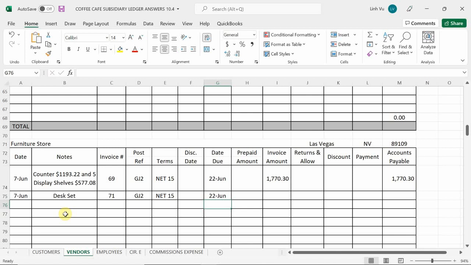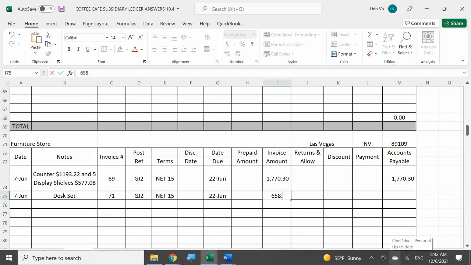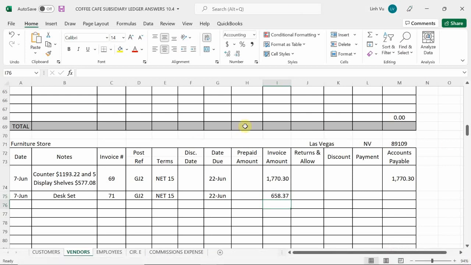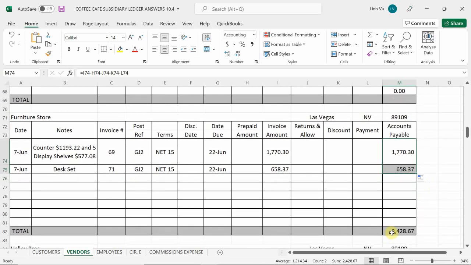Good. June 22nd. And this time, I owe $658.37, and I did not make any prepayments, did not return anything, did not get a discount, nor did I pay. So therefore, if I ran that formula, the exact formula where I started with my invoice amount, subtract my prepaid, subtract my return, subtract my discount, subtract my payments, this tells me that I owe $658 for this invoice right here.